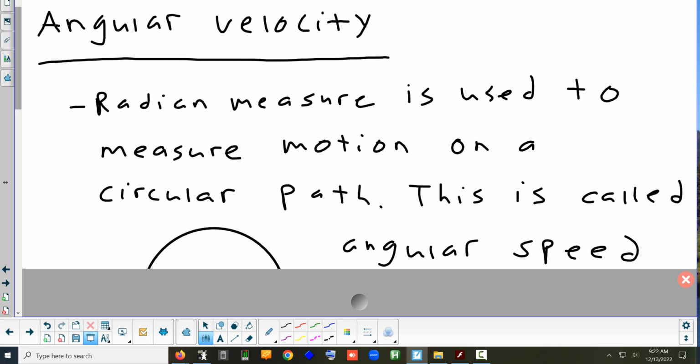So angular velocity measures the speed of something spinning on a circle. Generally, there are 3 units we use. Revolutions is pretty common. If you've heard of RPMs, revolutions per minute, that's the speed of something spinning. You could use degrees per minute. That's not used as much. And you could also use radians per minute. Degrees, radians, and revolutions are all things that measure movement on a circle.